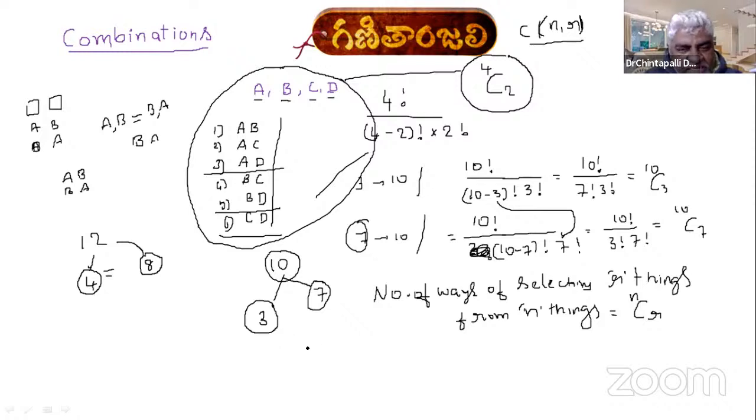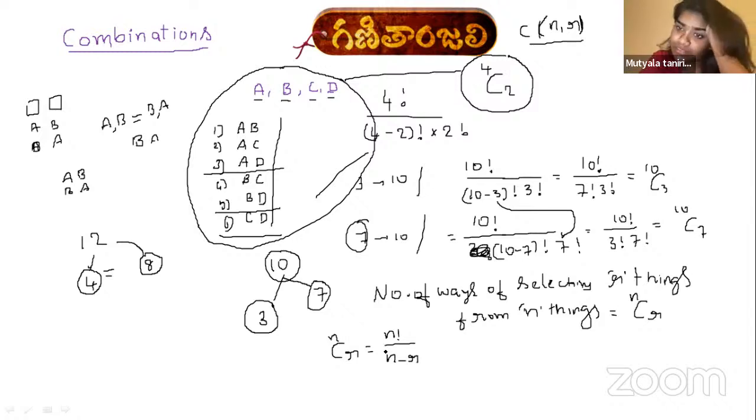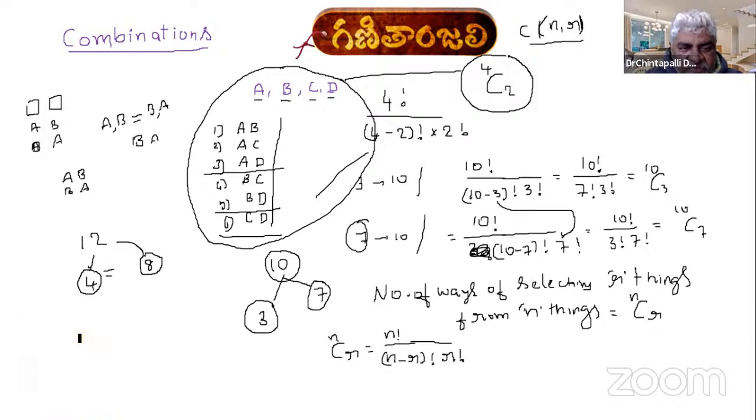What is the formula for NCR? NCR equals N factorial by N minus R factorial times R factorial. It is a very basic and very important concept. NCR means N factorial by N minus R factorial into R factorial.